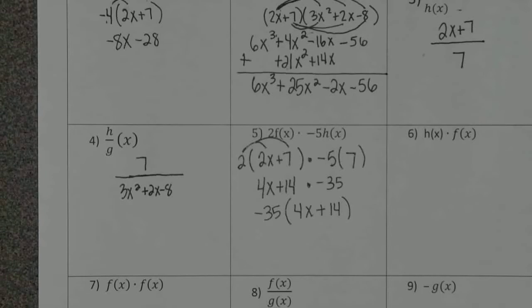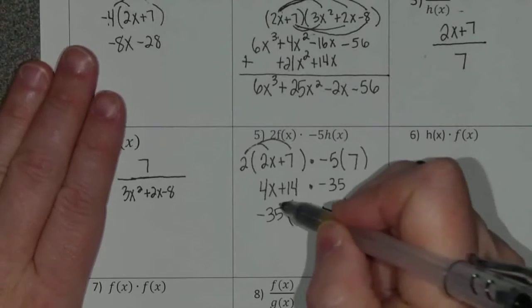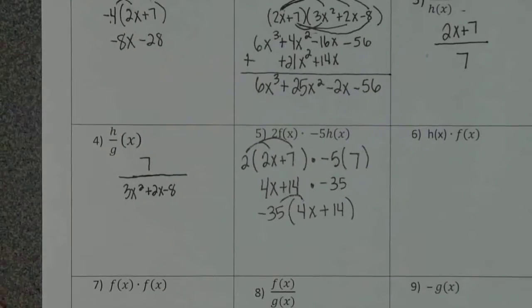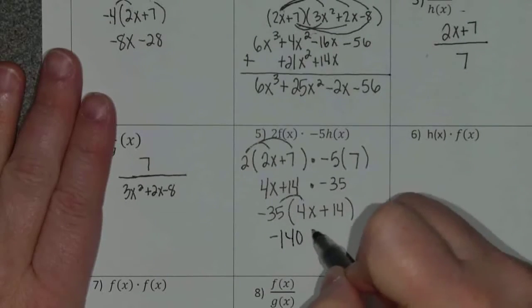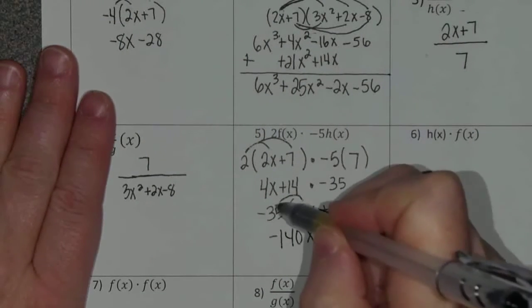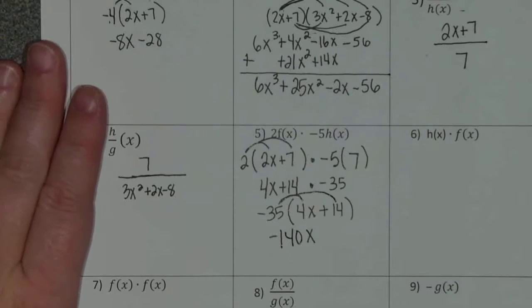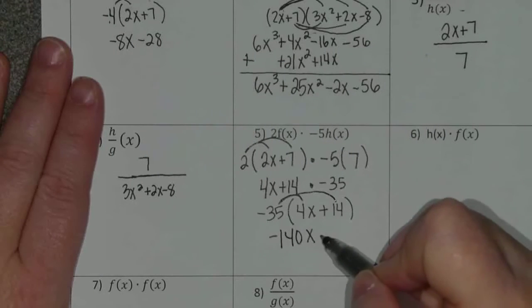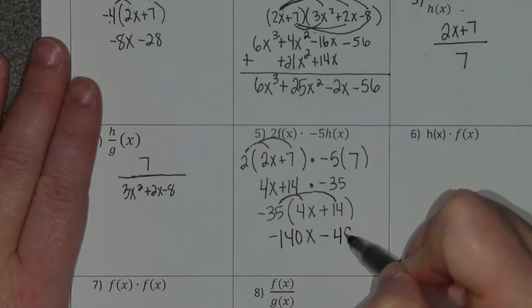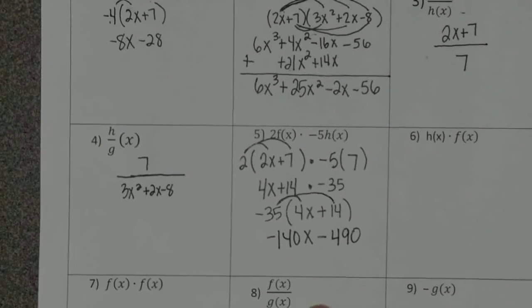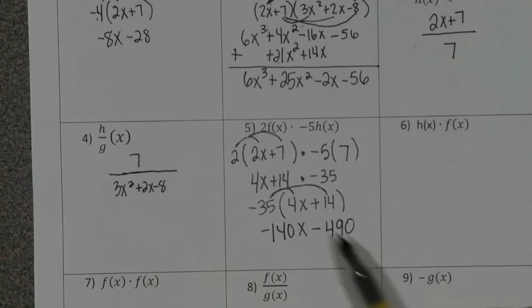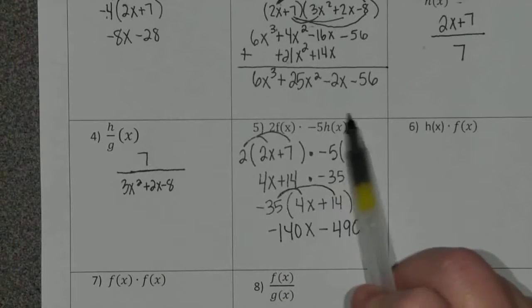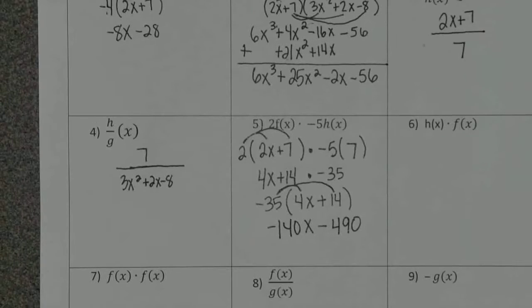What do I need to do? Distribute, right? So negative 35 times 4. Negative 140. Perfect, thank you. Negative 140, and I have the x on there, so I'm going to throw the x on there. And then negative 35 times 14. Negative 490. Negative 490. Thank you, Trey. Questions on how we did that? So really just do this part, multiply them together when you're done.